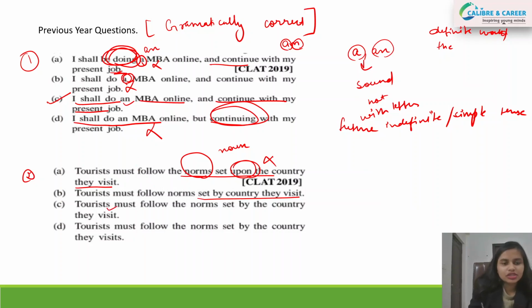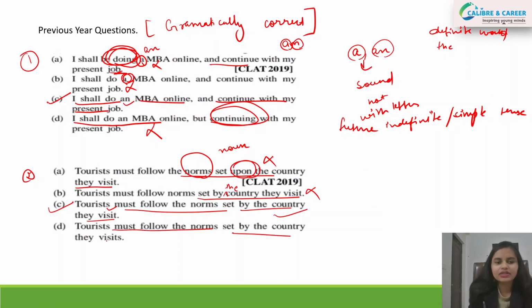Tourists, first of all, tourists, that is correct, must follow the norms set by the country they visit. This will be correct. With by you are using the definite article, a specific thing you are mentioning, like the specific country that you are visiting. So the will be used with country. So hence C will be your correct answer. Here the is not used, that is the reason it is incorrect. And in D, what is given? Tourists must follow the norms set by the country they visits. It is a plural noun, so this will be incorrect. Okay. So hence the correct option will be C, that is tourists must follow the norms set by the country they visit. So I hope you must have understood why other options were not correct.